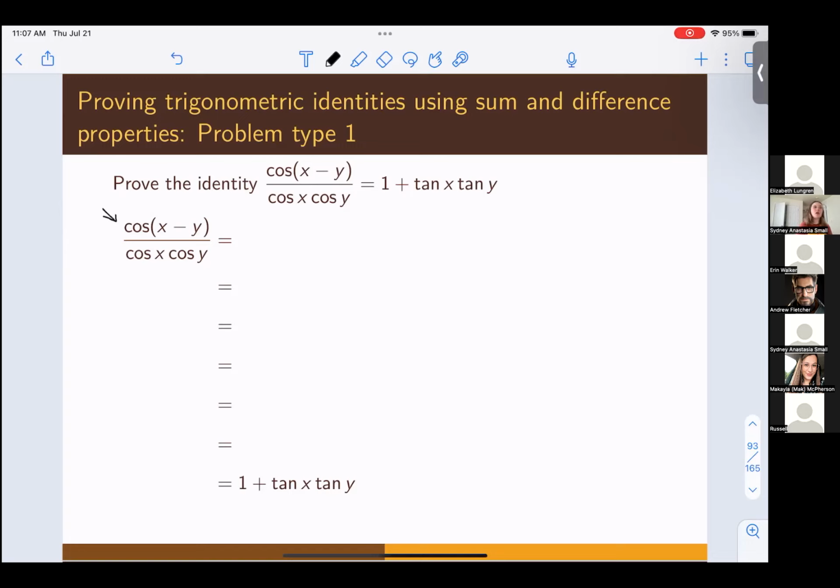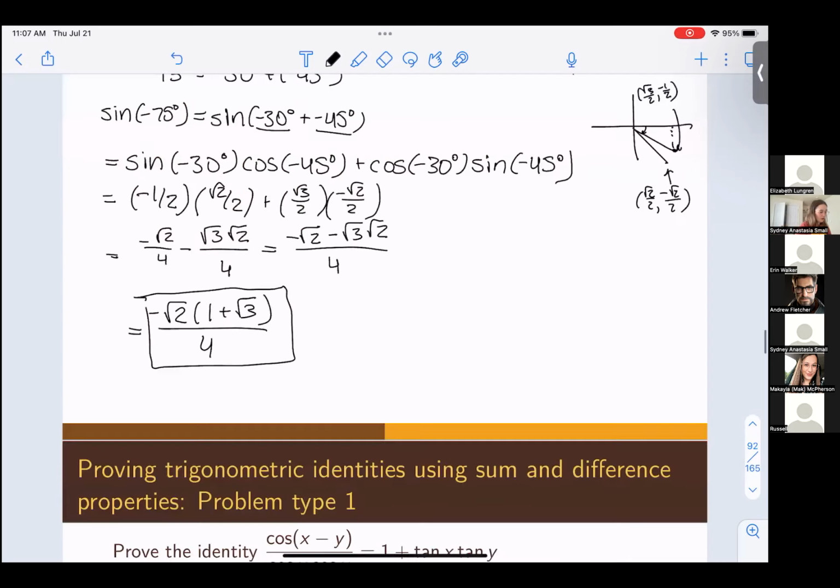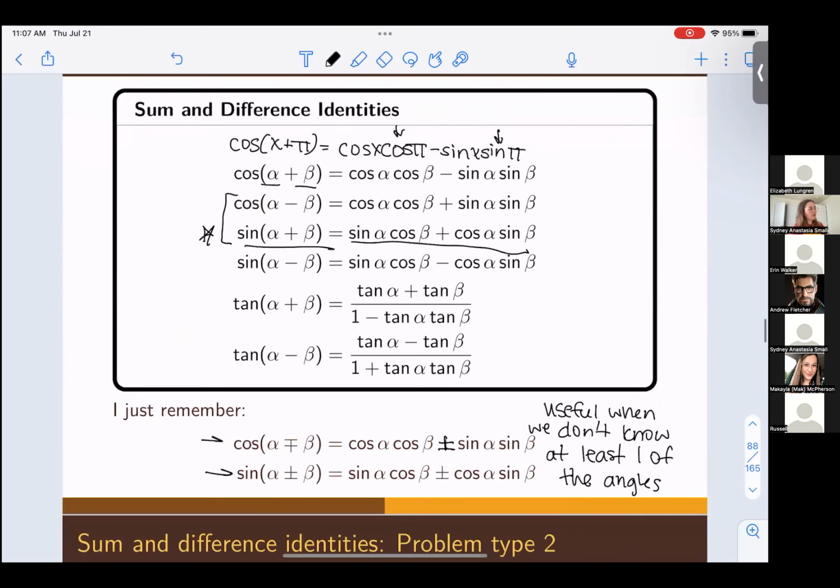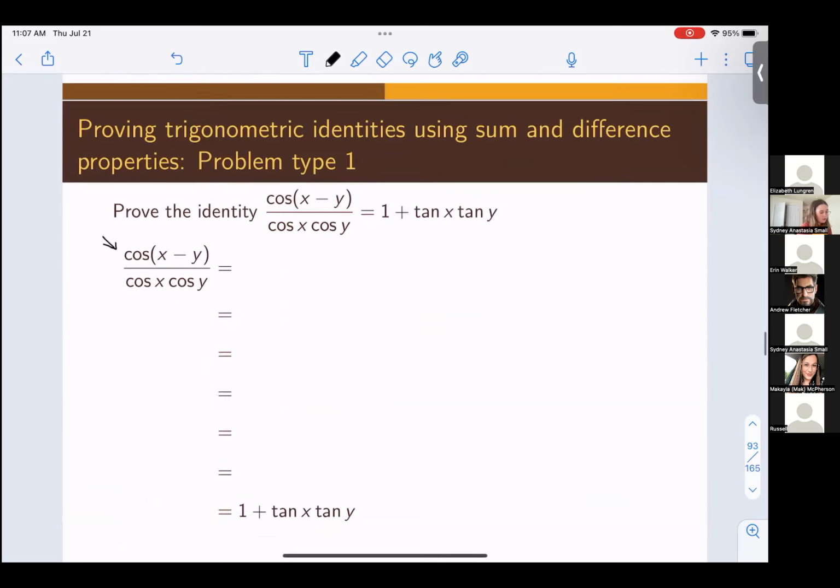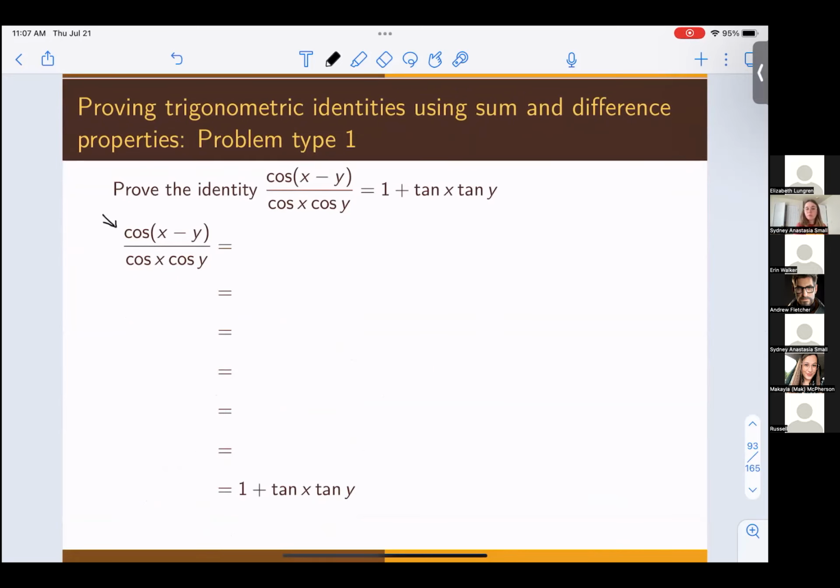So even though that may not work and that may not be what we need to do, I'm going to just try it and see if it works. If we remember from a few slides ago, we have this difference identity for cosine of alpha minus beta, and it's cosine alpha cosine beta plus sine alpha sine beta. We can use that right here for cosine of x minus y to rewrite it as cosine x cosine y plus sine x sine y, just directly applying our identity, all over cosine x cosine y.